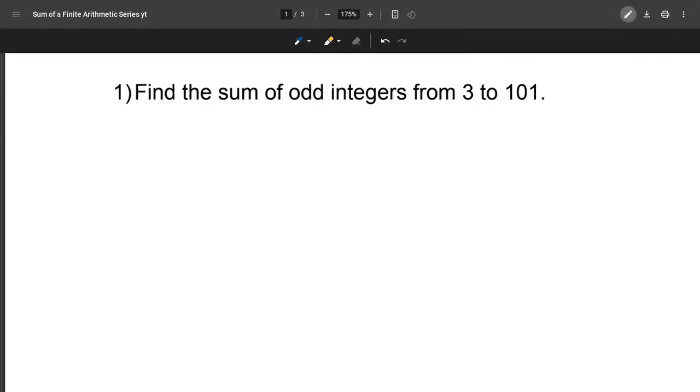In this video, we're going to find the sum of arithmetic series. Okay, so let's look at this first problem. It says find the sum of odd integers from 3 to 101. So if we want to visualize this, this would be like 3 plus 5 plus 7 plus, dot, dot, dot, plus 101.